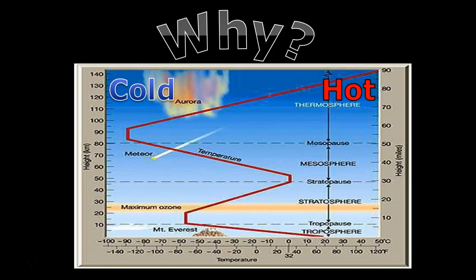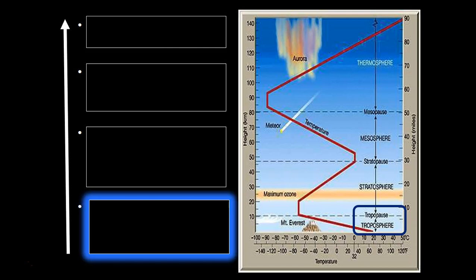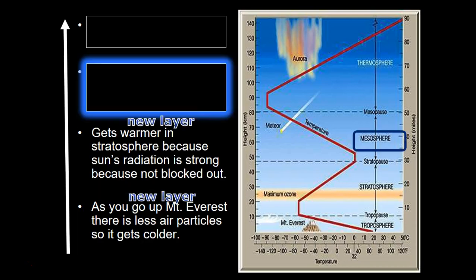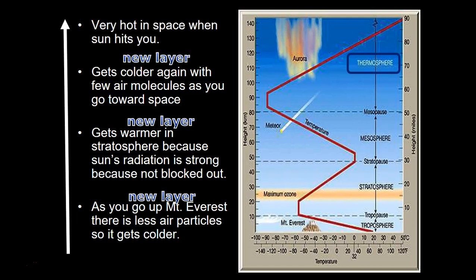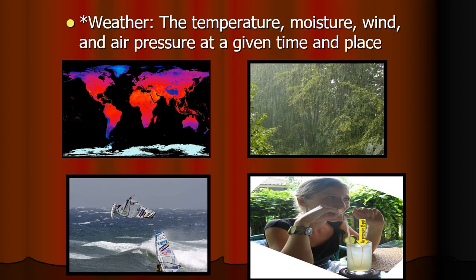So we just talked about the why, and you also have it on your notes there, so I'm going to kind of skip through it. Alright, so weather is the temperature, moisture, wind, and air pressure at a given time and place. So weather is what we're actually seeing day to day. It's what your forecast is. It's what is helping you decide what you're going to wear that particular day.